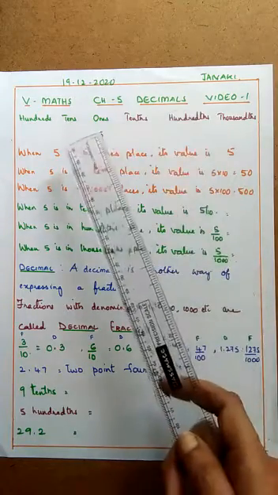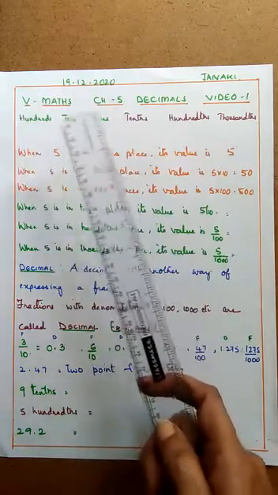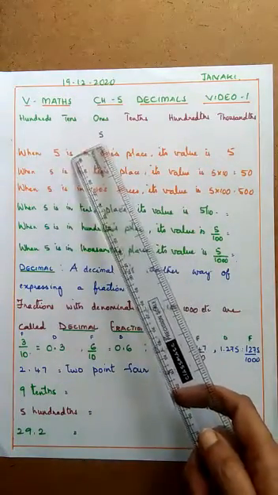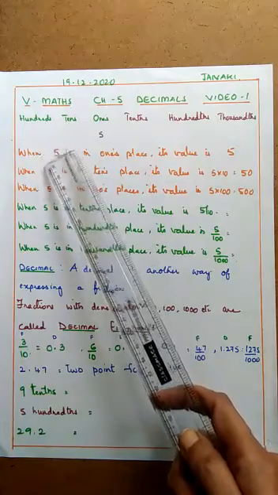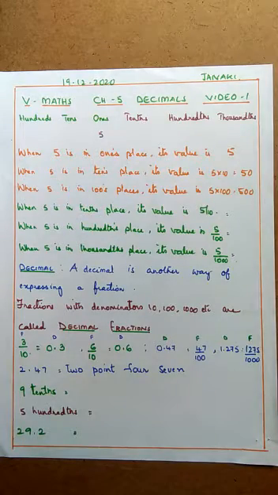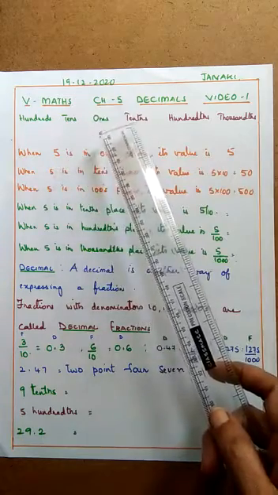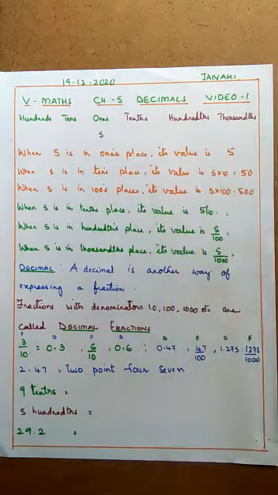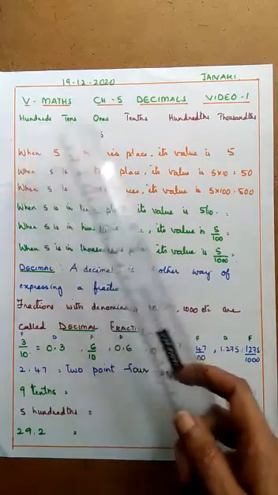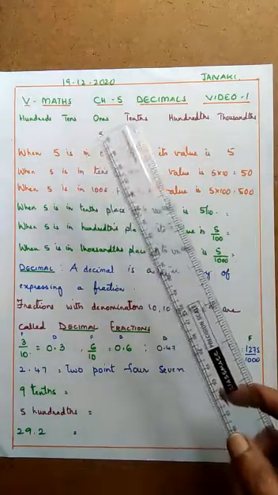So, as the number goes from right towards left, its value is increasing by 10 times. Here it is only 5. When it is in tens place, 50. When it is in hundreds place, its value is 500 and so on. Now, if the digit 5 moves on to the right side, then what happens? As it is increasing 10 times here, its value is decreasing 10 times here.